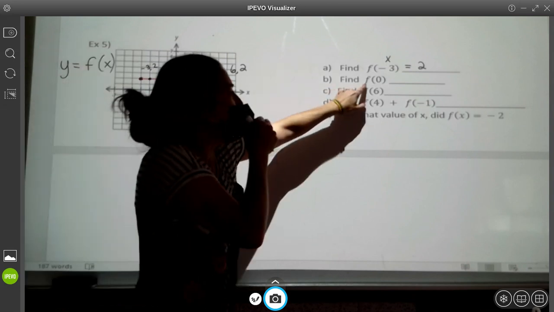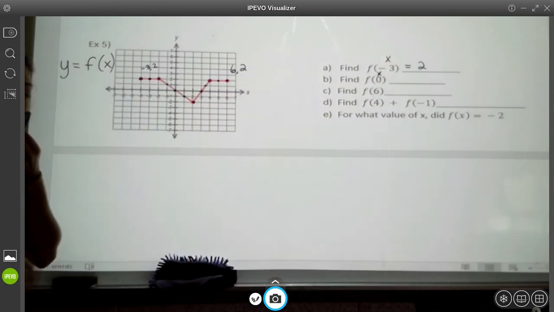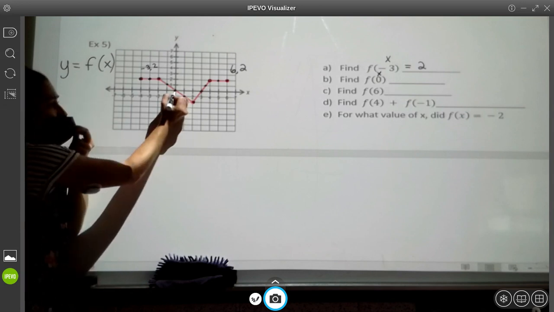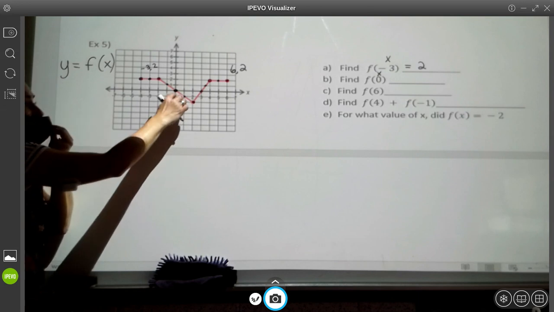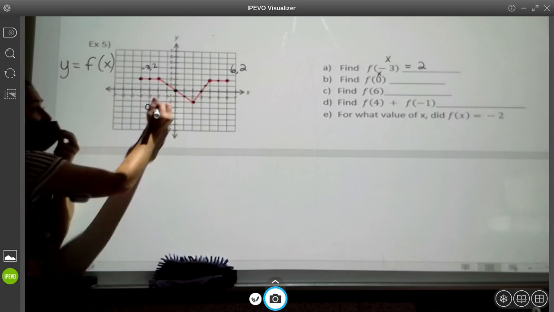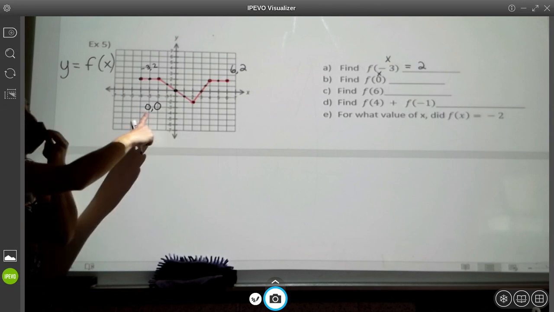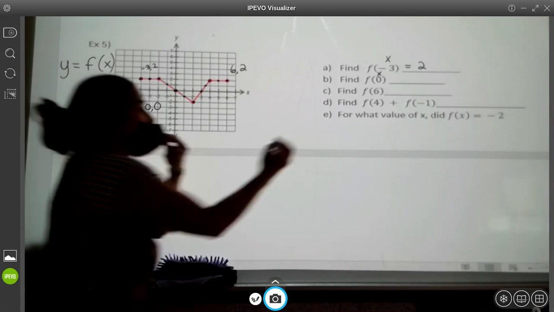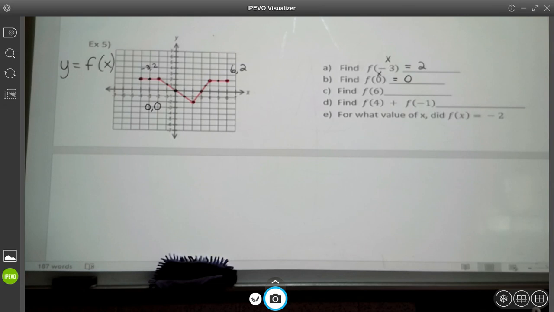All right, now it says find f of 0. So when 0 goes in as x, what y value is this function going to spit out? Go to where x is 0 and find the corresponding point. It's actually right here. When x is 0, what's the y coordinate? 0. So when 0 goes into this function, the function spits out 0 as y. Guys, if you're here, you can say the answer. That way we're all kind of in this together, and if you're on the Meet, you can say it too.